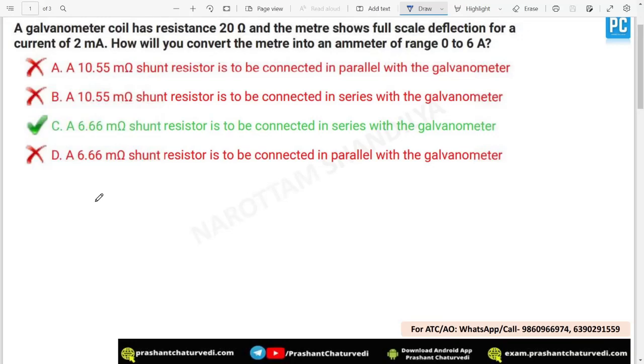Now students, in this particular lecture we will be seeing a few more questions which appeared in your 2021 ATC examination in physics subject. So the very first question we will be discussing is: a galvanometer coil has resistance 20 ohm and the meter shows full scale deflection for a current of 2 milliampere. How will you convert the meter into an ammeter of range 0 to 6 ampere?